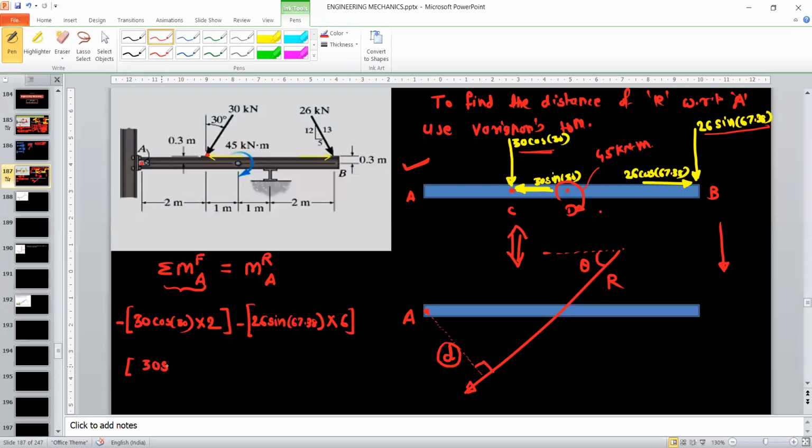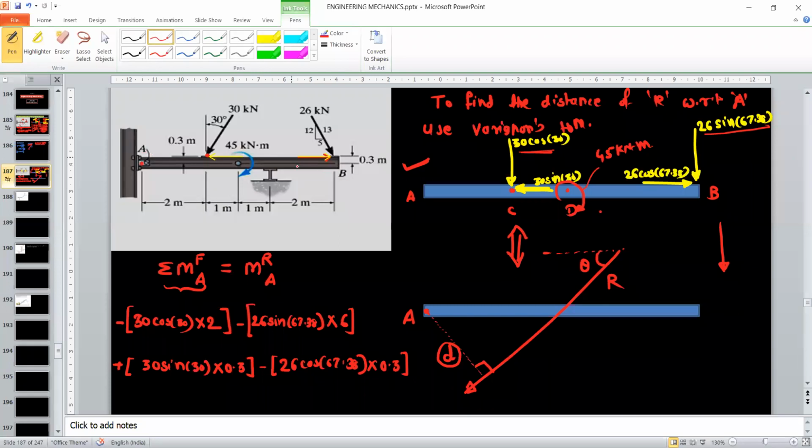So that moment is 30 sine 30 into the perpendicular distance, 0.3 meter, and this moment will be anti-clockwise, therefore it is positive. Then the second is 26 cos 67.38, this component, and the distance is again 0.3. But this moment is clockwise about the point, and therefore it is negative. So this is your complete left hand side.